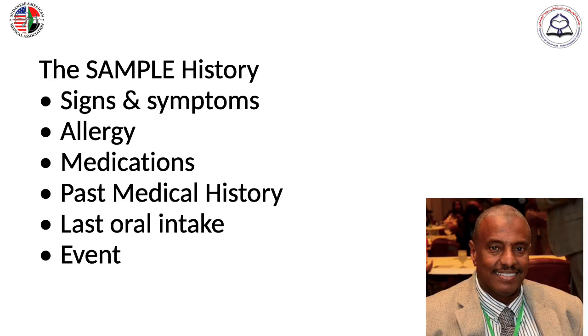So for a patient with shock, after you do the primary survey, you assess and manage airway, breathing, and circulation. You do the secondary survey. In the secondary survey, in the SAMPLE history: signs and symptoms, allergy, medication, past medical history, last oral intake, and events surrounding the illness. All these can give you a clue so that you can figure out the cause of shock and administer appropriate management.